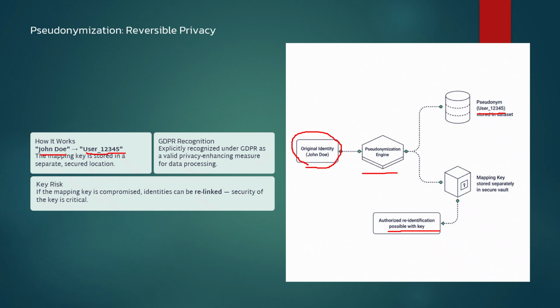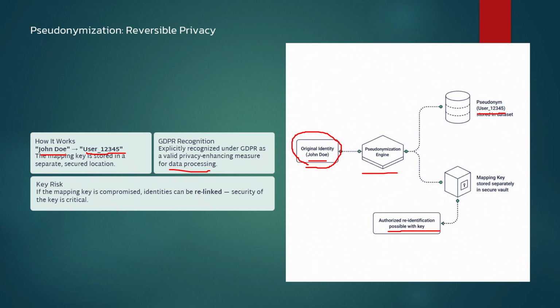So let's say research is being done with user 12345, but in future if someone wants to know who user 12345 is, with the help of that key, they can relink back to, okay, user 12345 is John. So that is what it is. As I said, this is explicitly recognized under GDPR as a valid privacy enhancing measure for data processing.